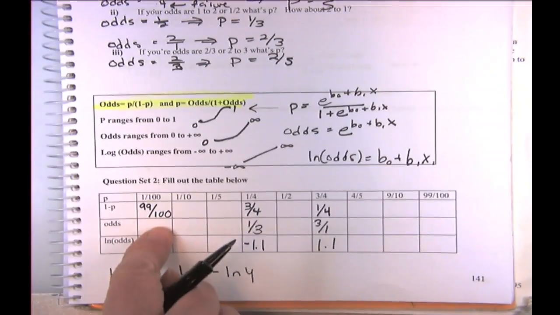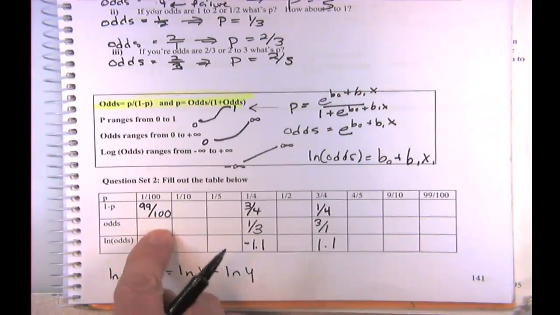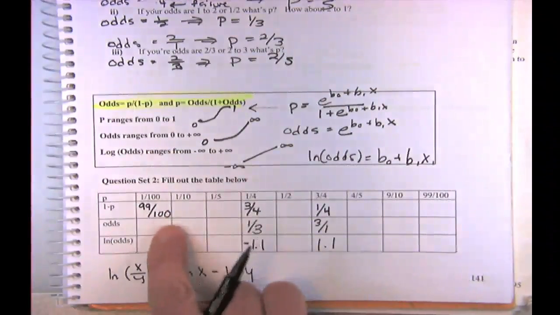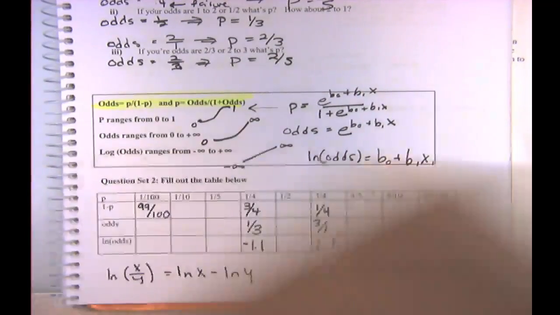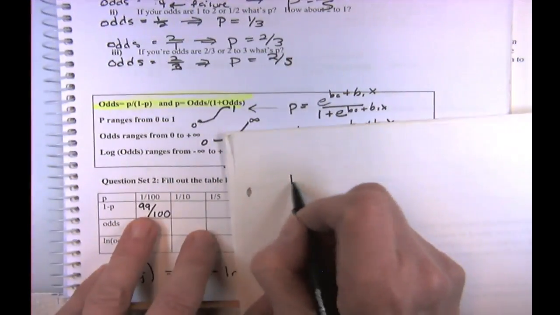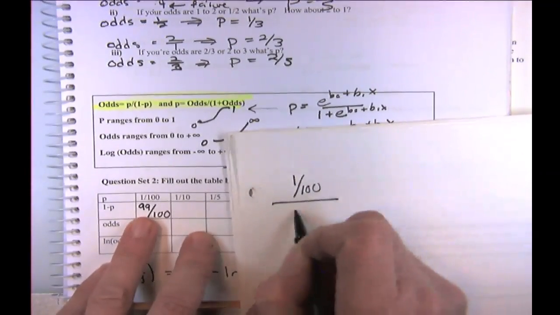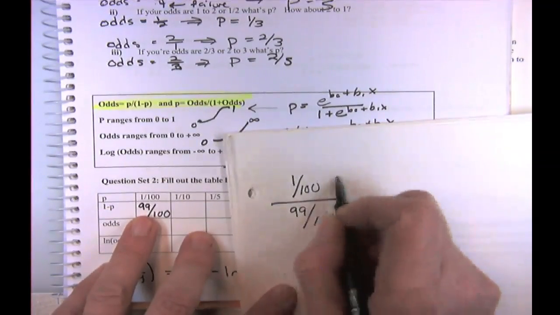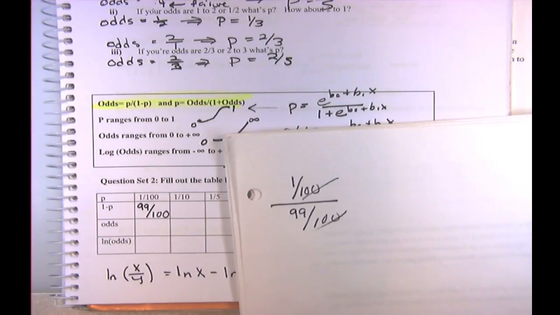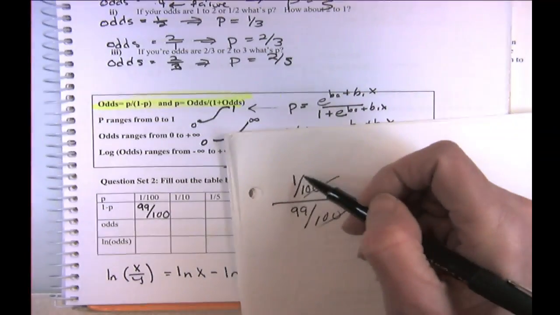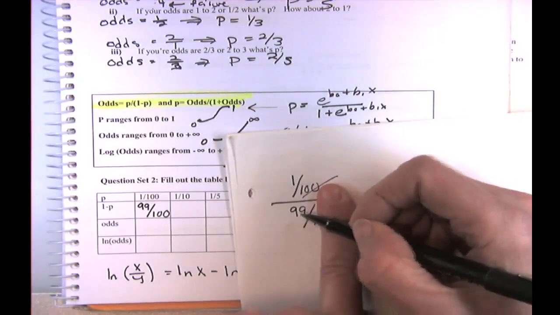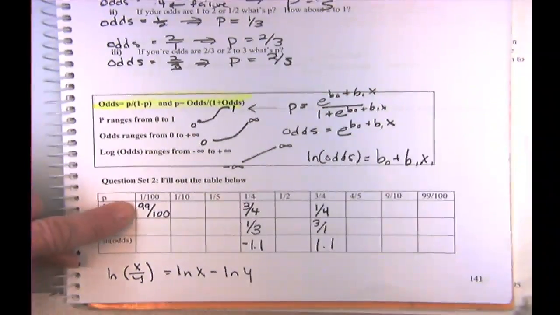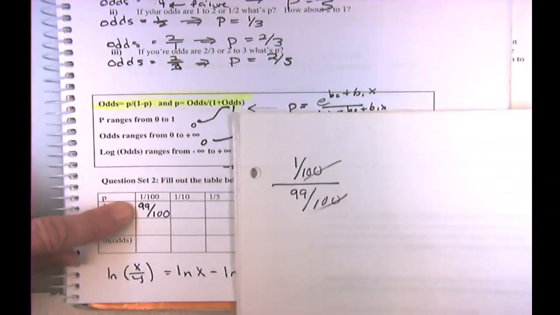Now, your odds. If you wanted to do a P over 1 minus P, you have 1 over 100 divided by 99 over 100, and the hundreds cancel out, right? So since they're both out of 100, it's just the number of successes over the number of failures. So it's just your numerators. Do you understand? Does that make sense?